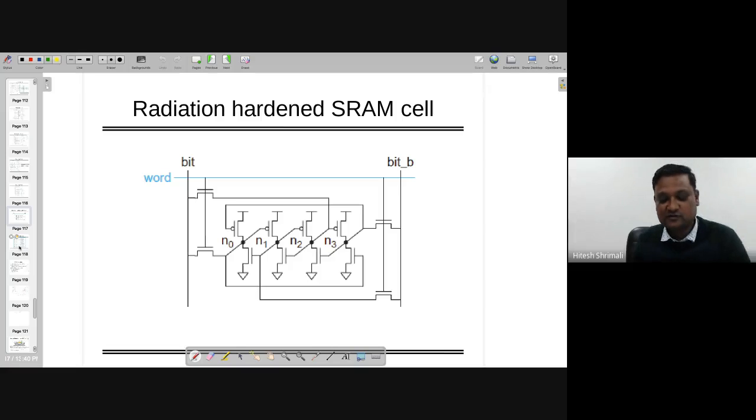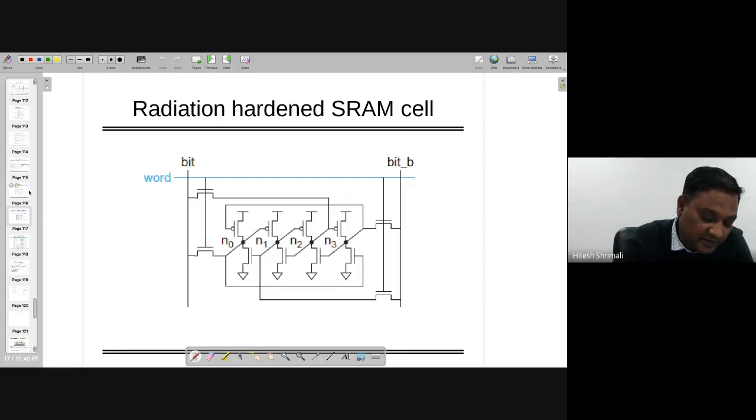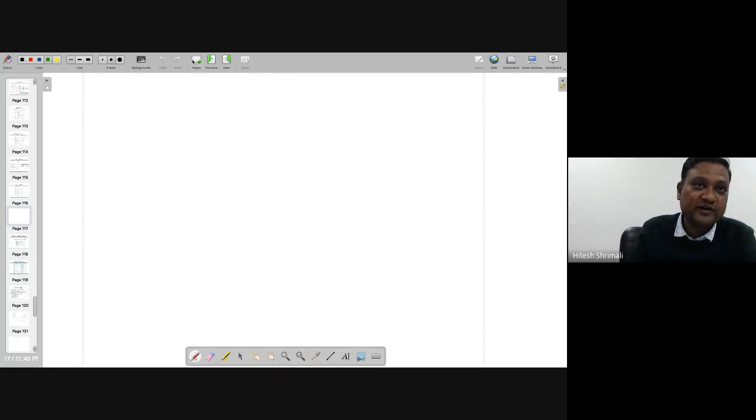The last one, which is for all these memory cells, is called radiation hardened. By the way, do you know radiation hardened, Nandit?